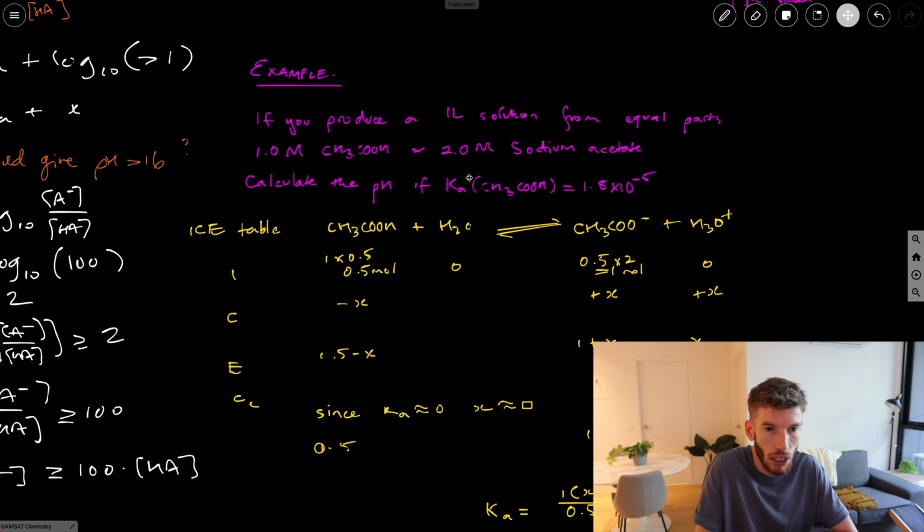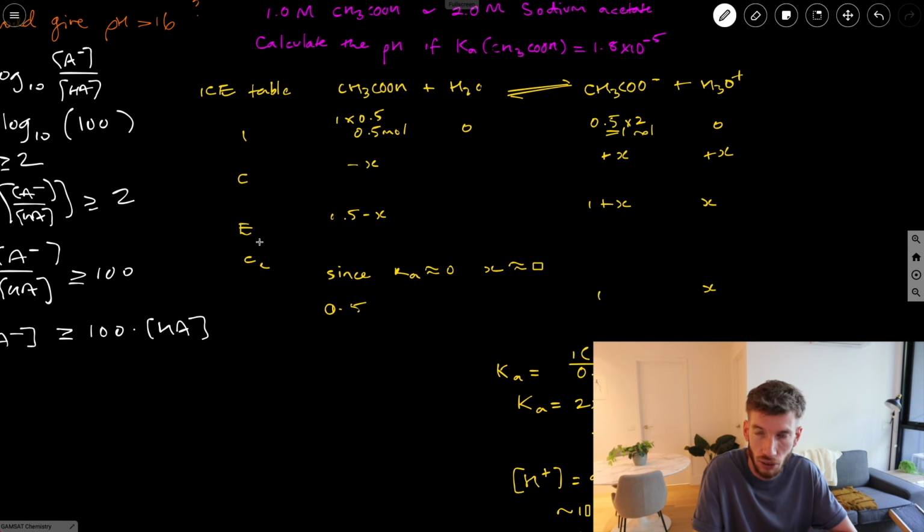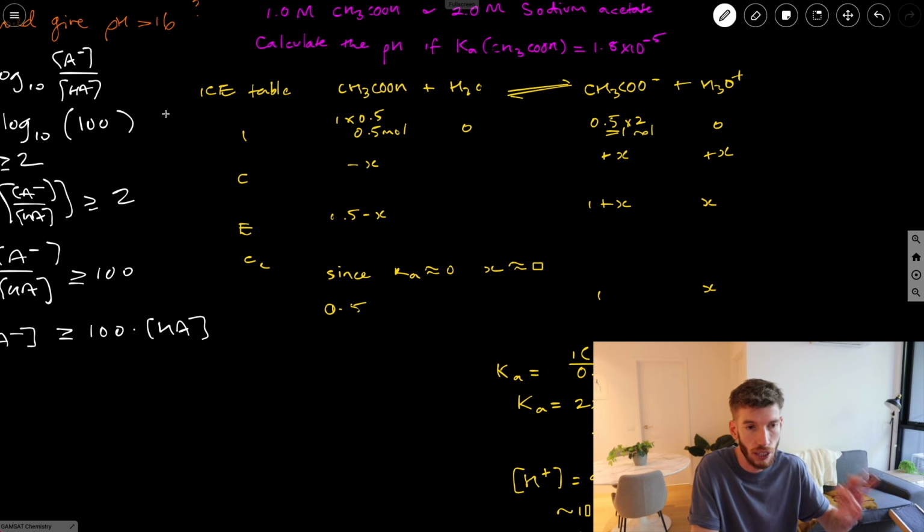Cool. And so now we'll do an actual stoichiometry question. For example, if you produce a 1 litre solution from equal parts 1 molar acetic acid and 2 molar sodium acetate, calculate the pH if the Ka value of acetic acid is 1.8 by 10 to the negative 5. So again, without a calculator, right? So it's just estimation techniques. First thing you always do is do an ICE table, right? So initial, change, and equilibrium.